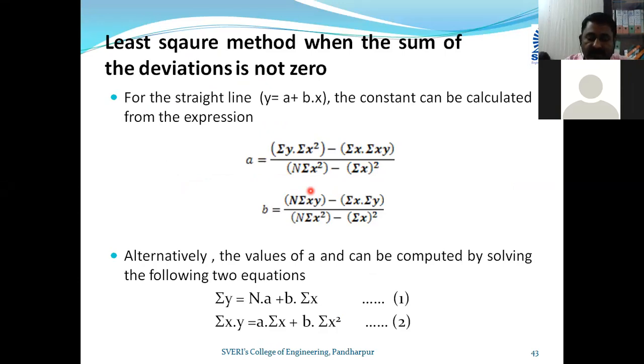So you can see here the least square method when the sum of the deviation is not 0. Here you have to see that the sum of deviation is not 0.